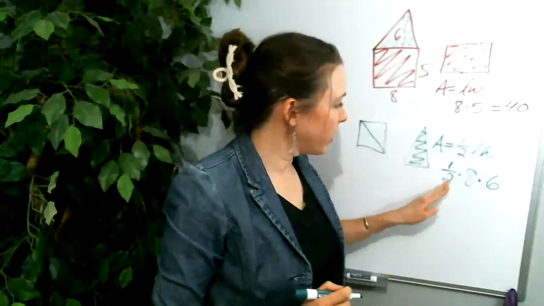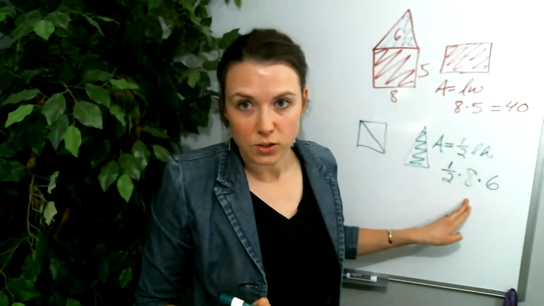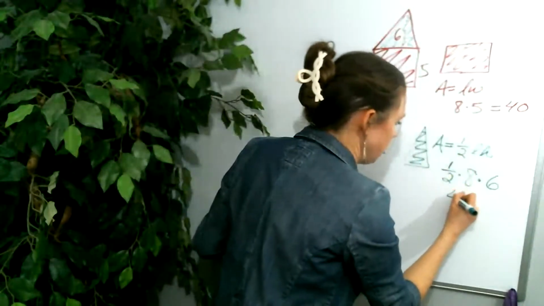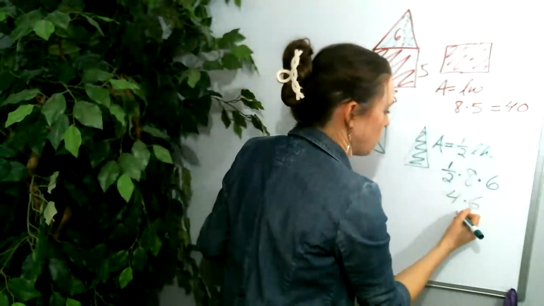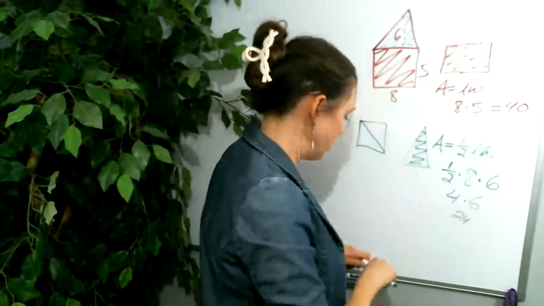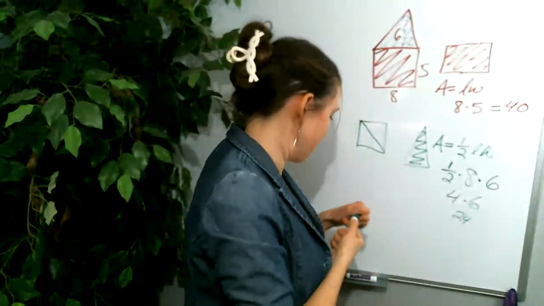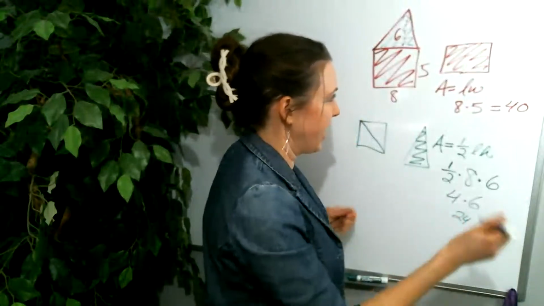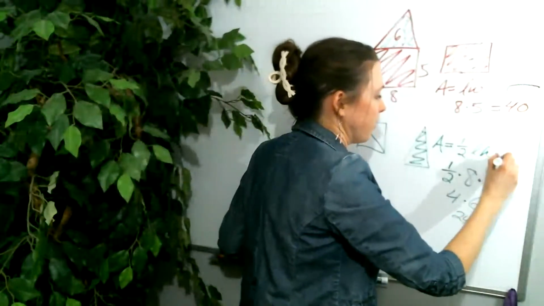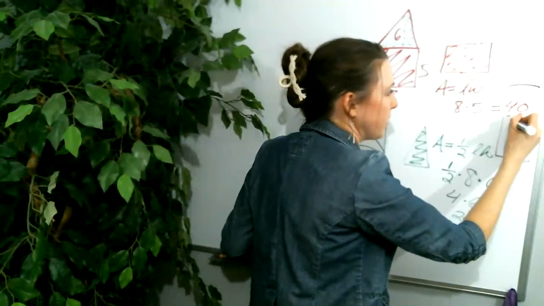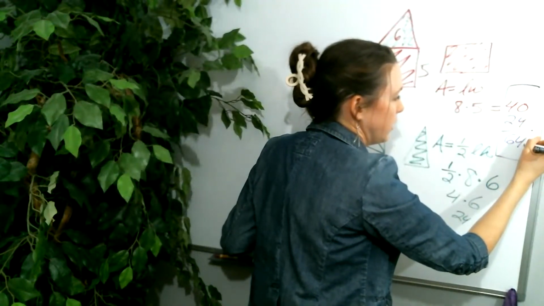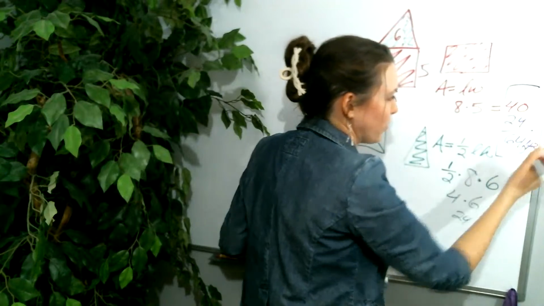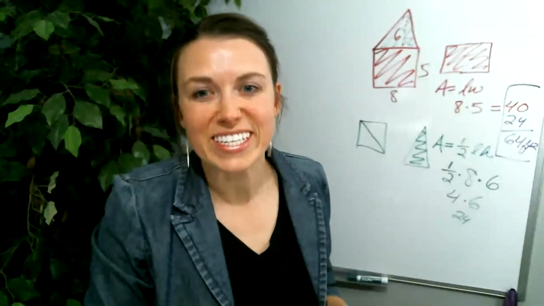Okay, so 1/2 times 8 is going to be 4. And then 4 times 6 is going to be 24, right? And now I add them up. I'm just going to add it up right here. I have 40 plus 24 is going to be 64 feet squared. So how big is my doghouse?